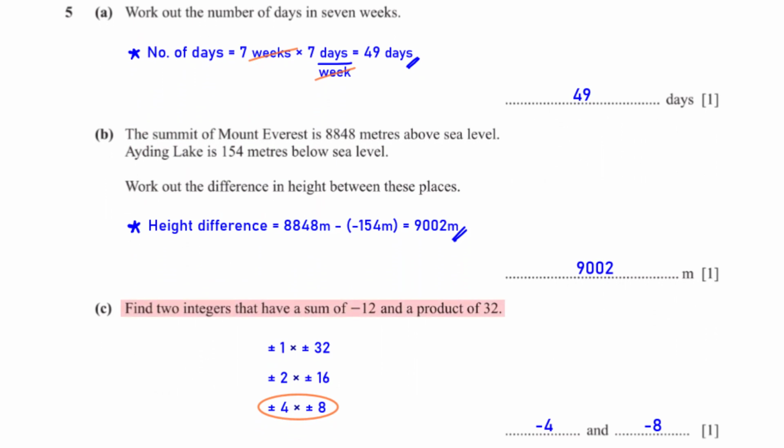Find two integers that have a sum of -12 and a product of 32. First, we list the numbers that multiply to give us 32. From this list, we see that -4 and -8 add up to -12.